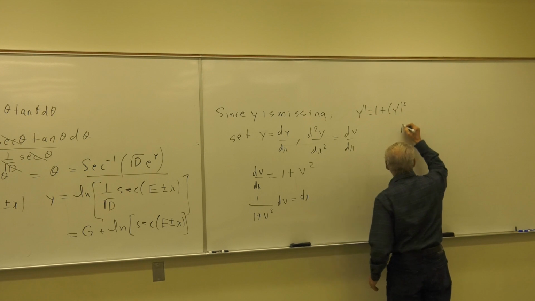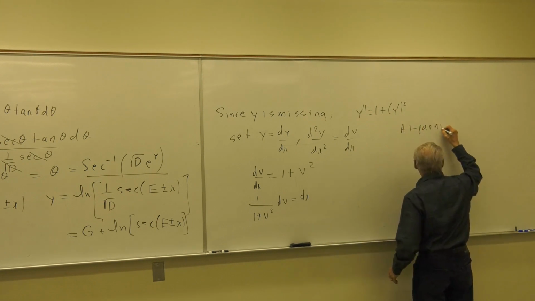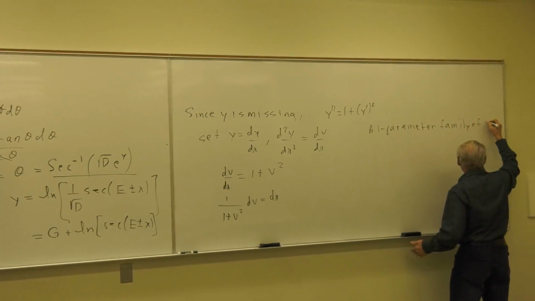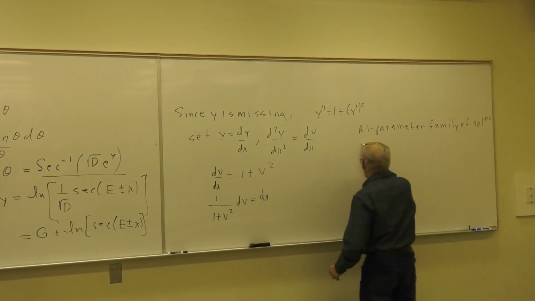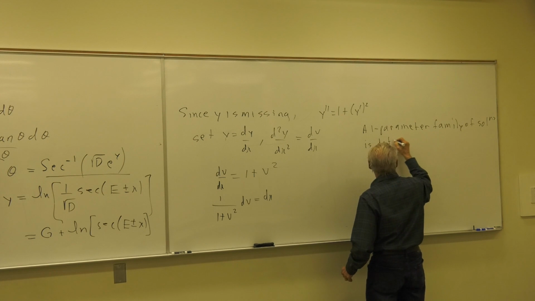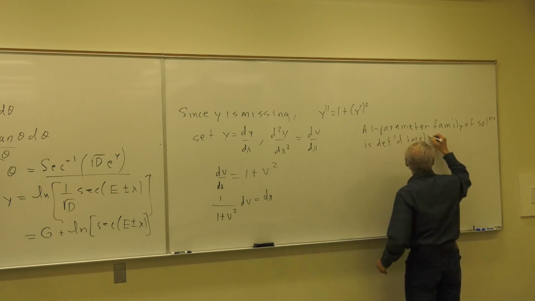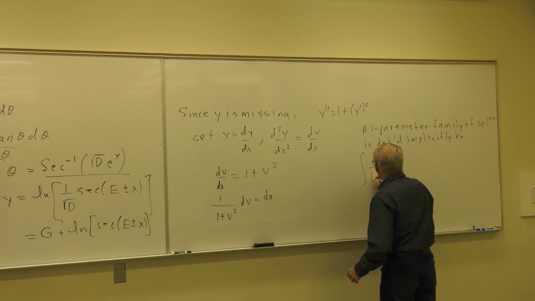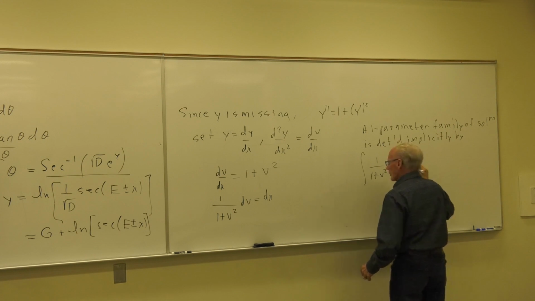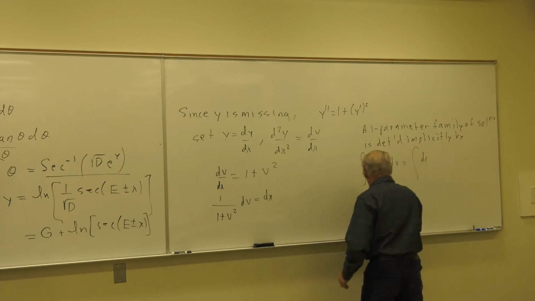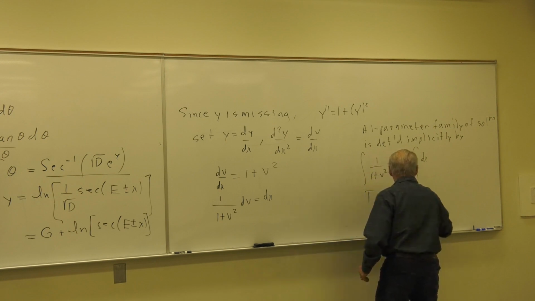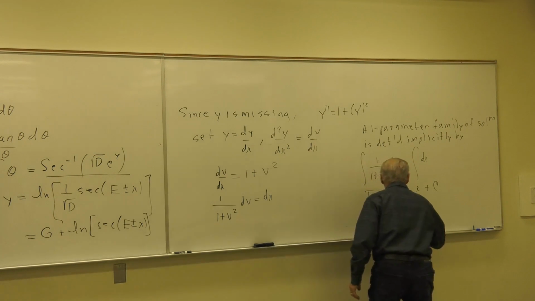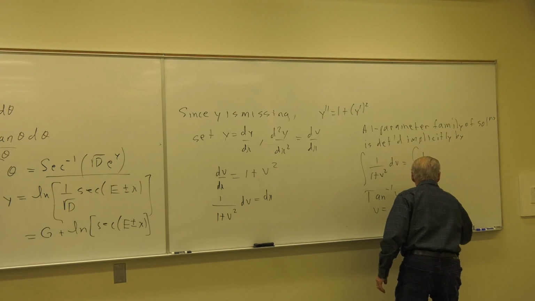We can say a one parameter family of solutions is defined implicitly by the integral of 1 over 1 plus v squared dv is equal to the integral dx. Inverse tan of v is equal to x plus c. v is equal to the tangent of x plus c.